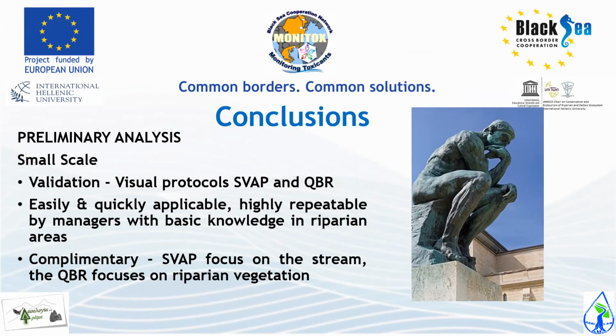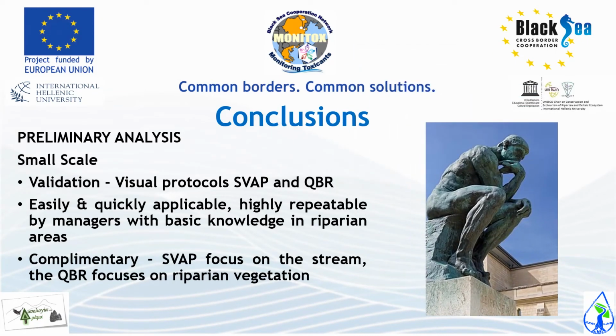The next step for the preliminary analysis is to use visual protocols. We've tested and experimented a number of different visual protocols, and our preference is SVAP and QBR. The reasons are they can be easily and quickly applied, and they're also highly repeatable. We've had students of ours in different classes do the protocols on the same reaches and find similar results. Finally, we like to use both of them because they're complementary to each other. SVAP focuses on the stream, QBR focuses on the riparian vegetation. So we found that for the same specific reach, very different values based on the different protocol.